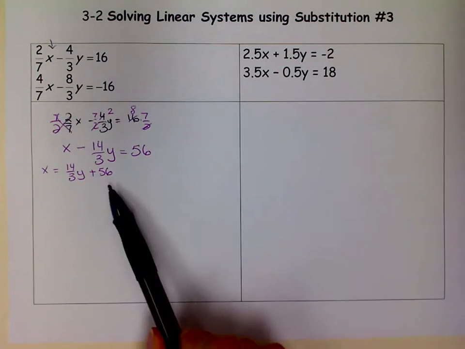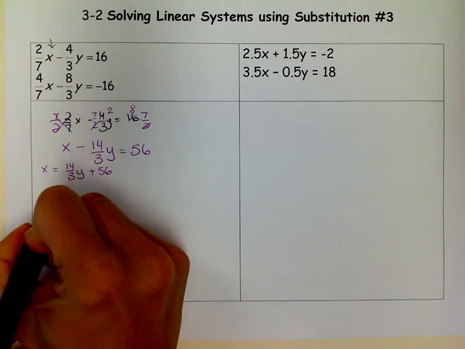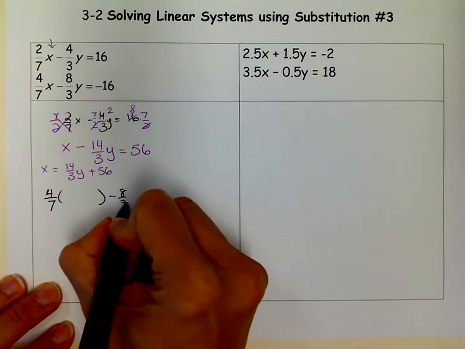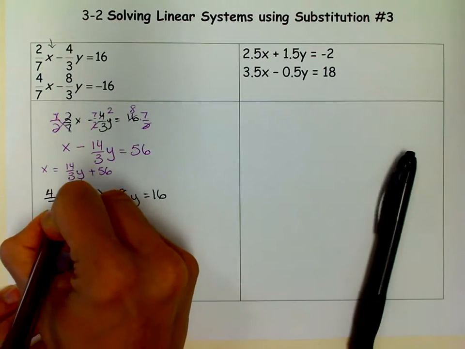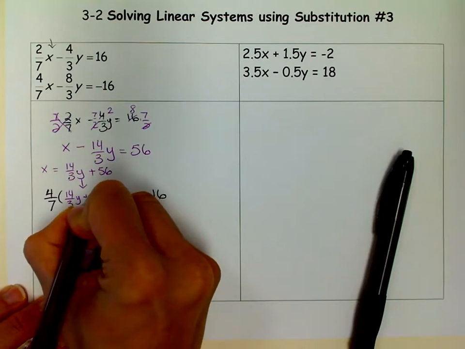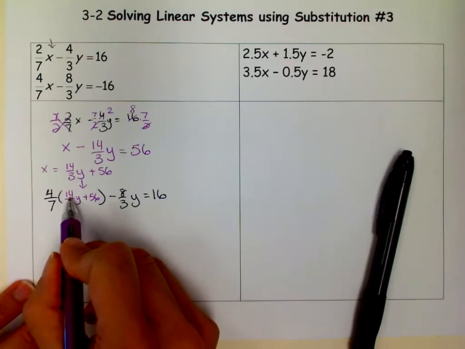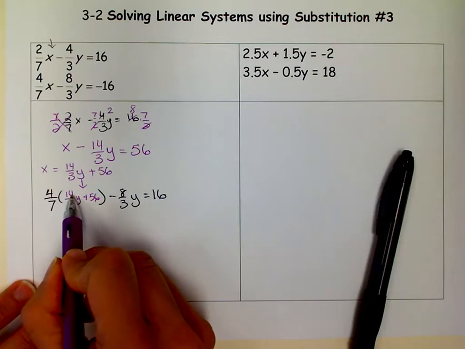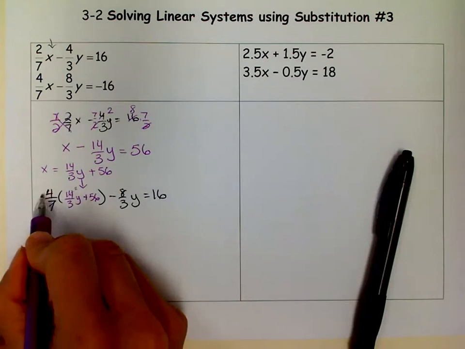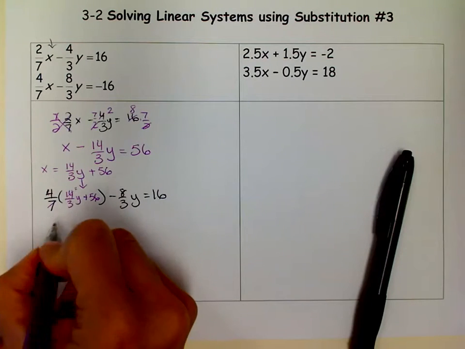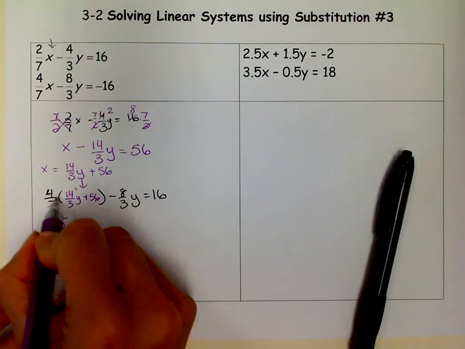And now this is what I substitute in for this x. So I have 4/7 x minus 8/3 y equals 16, and I'm going to plug this in right here. So 14 thirds y plus 56. And then I distribute that 4/7. Well, I like to cancel before I actually multiply. 7 goes into 14 twice. So these reduce to 2 right there, and then I'm going to multiply through. So 4 times 2 is 8 thirds, and then when I multiply here, 7 goes into 56 8 times, and 8 times 4 is 32.